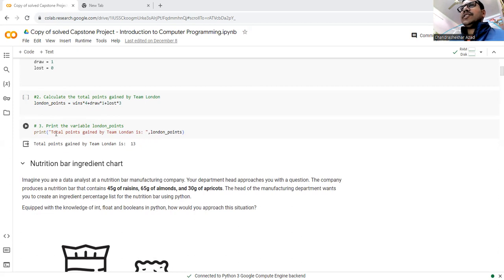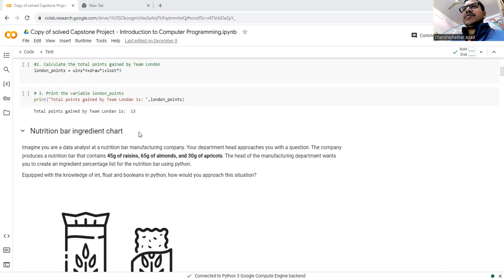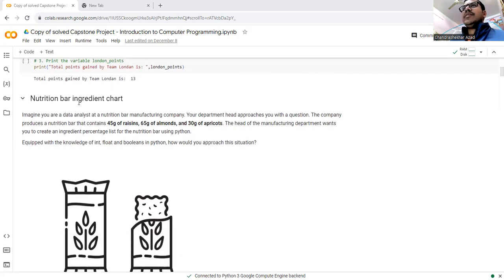Here we use the print function to print this value, that is total points gained by Team London is, and here we write London points. This value comes from this formula. So the result is total points gained by Team London is 13. That's the first problem. The next problem is the nutrition bar ingredient chart.